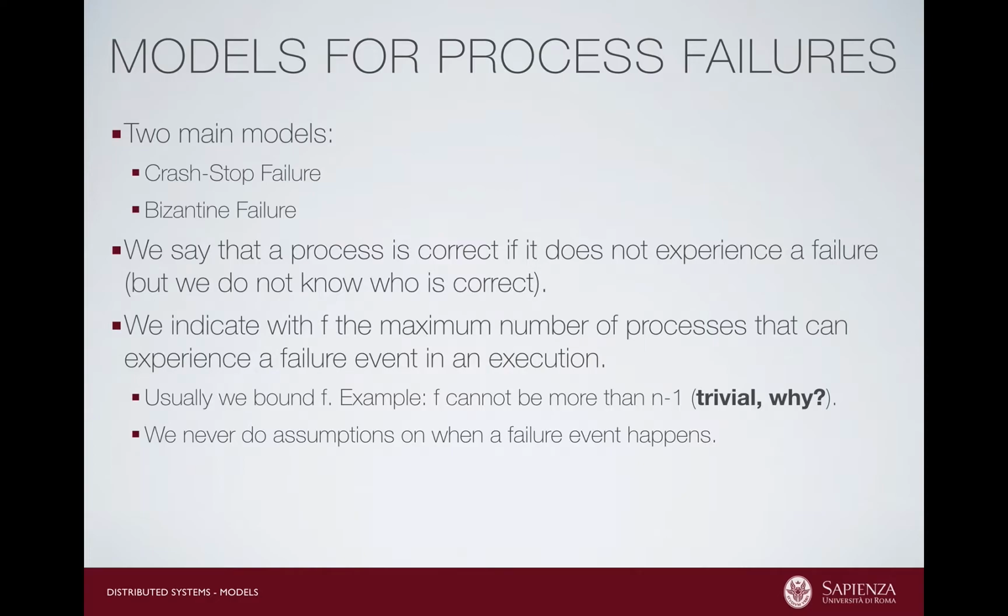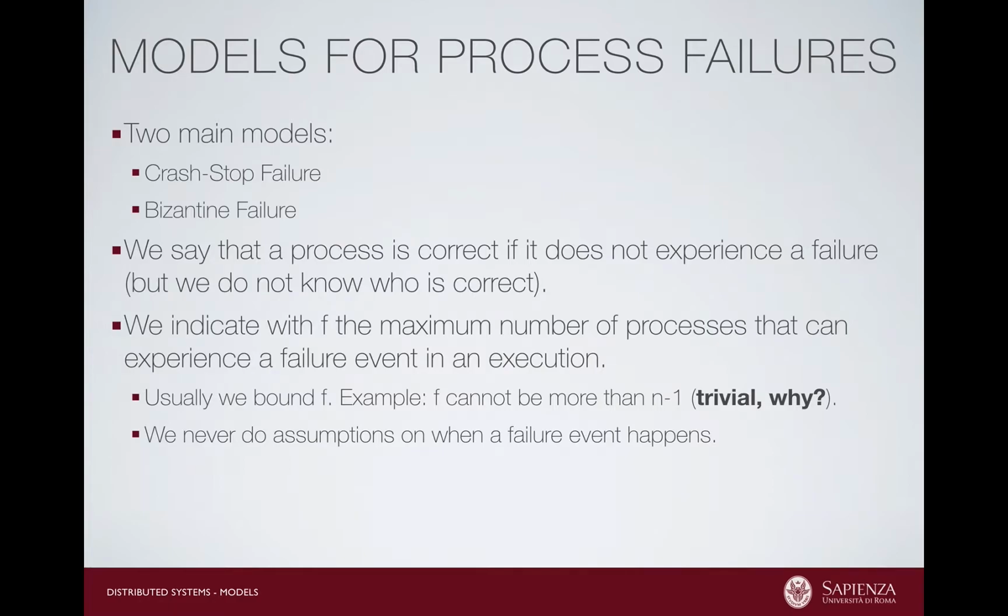So we have to design algorithms that work even if they are uncertain about the correctness of other processes. Usually we indicate with the letter F the maximum number of processes that can experience a failure event in an execution. And usually we want to bound F so that it cannot be larger than n-1, so we need at least one correct process. This is trivial, because if we do not bound the number of failures, then for any possible algorithm we can have an execution in which the first n events are all crashes, in which you just crash one process after the other, and then you cannot execute anything.